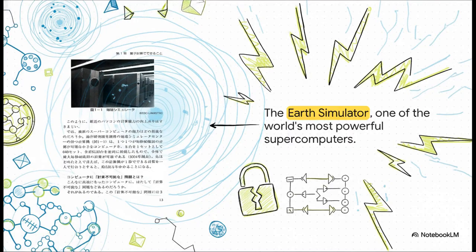So the whole goal of quantum supremacy is to cook up a problem that even a monster of a machine like this one, the Earth Simulator, simply cannot solve in any reasonable amount of time. It's about finding that one task that proves, without a doubt, that this new quantum approach has an unbeatable edge.